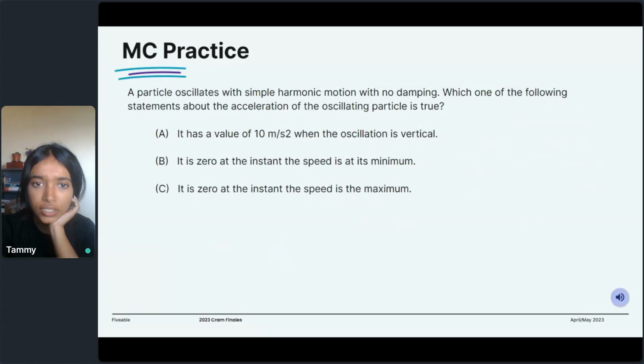Yes, actually, it's just something oscillating. It doesn't have to be a pendulum. Or I guess it's suspended, yeah, in air.